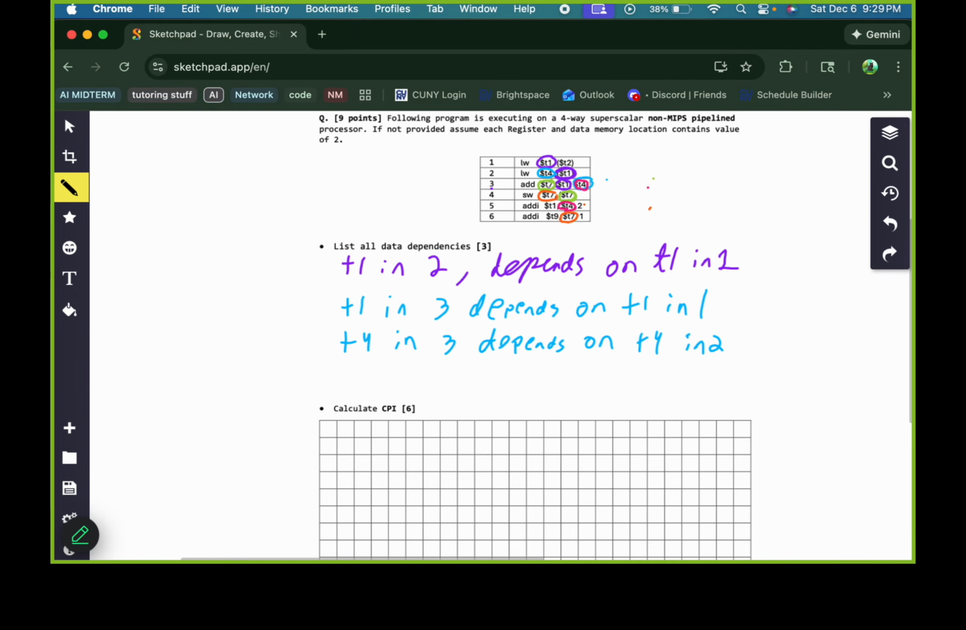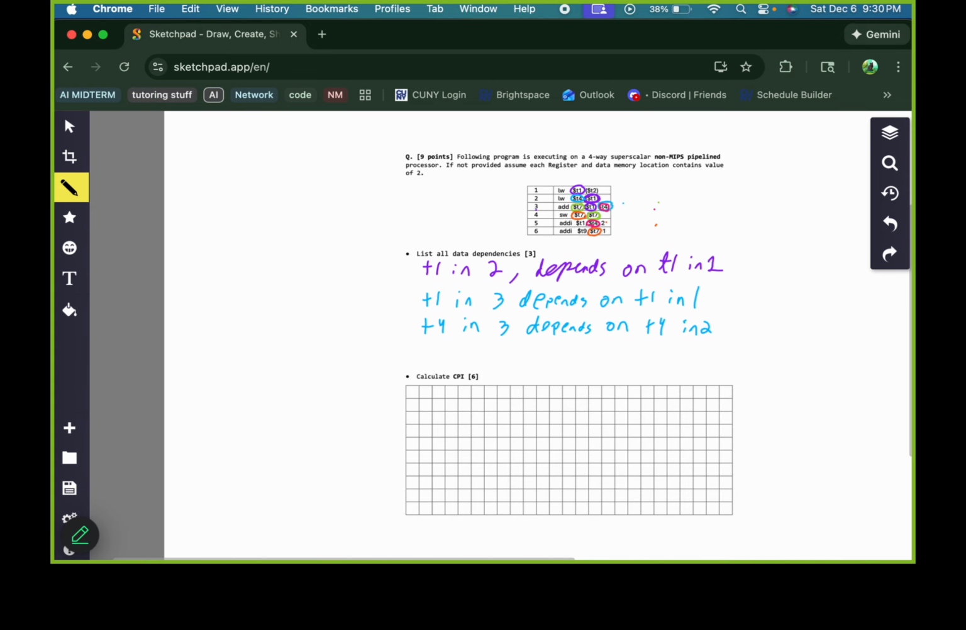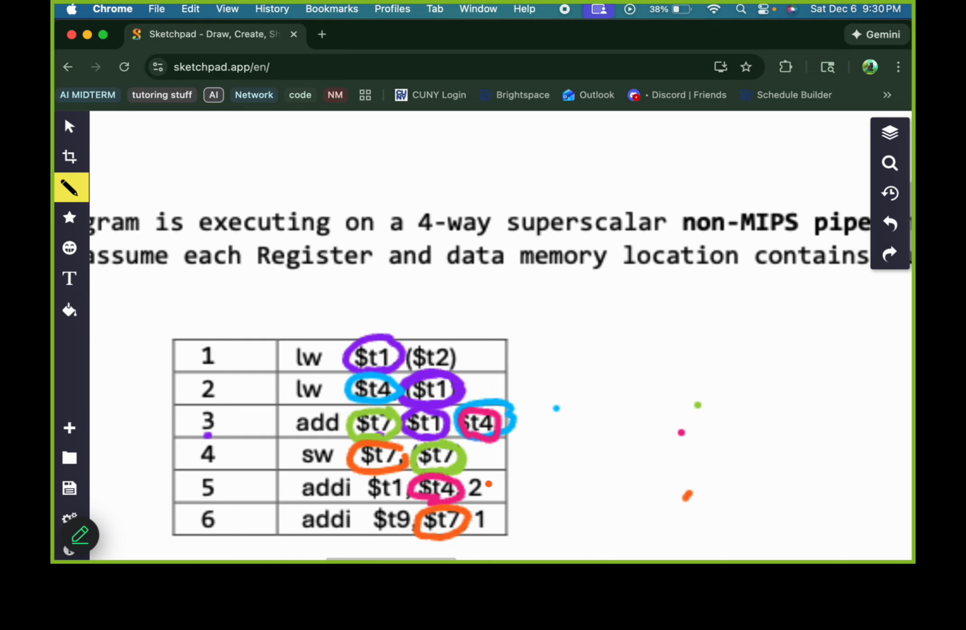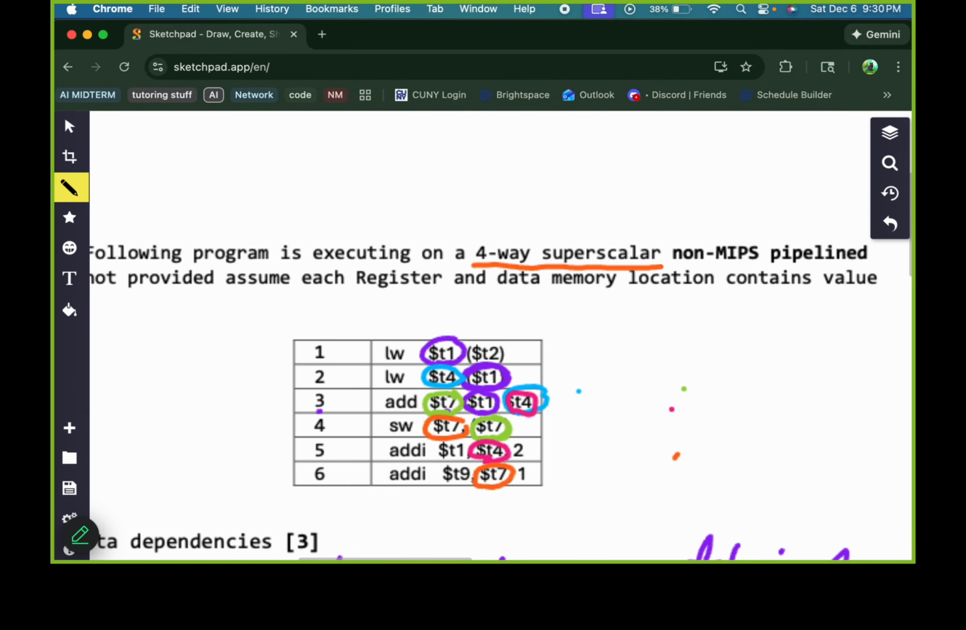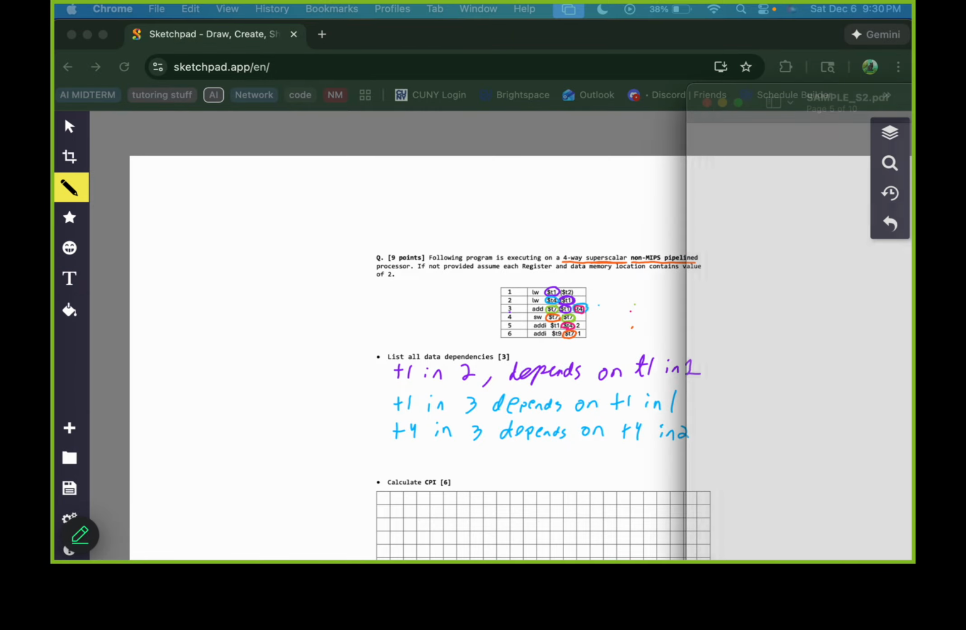Okay. Now that we have that part done, we got to calculate the CPI, and we do this by drawing out our pipeline. But we have a bit of a different pipeline this time. This is called a superscalar non-MIPS pipeline. And before we go through this, I want to show you what each of these looks like.